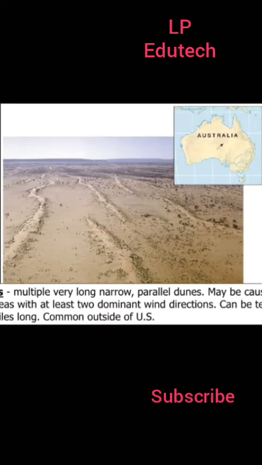Then next we have seifs. Now what is a seif? It is multiple, very long, narrow, parallel dunes. Just keep in mind, it is many very long narrow parallel dunes. It may be caused in areas with at least two dominant wind directions, can be tens of miles long, commonly outside of the US. It is caused by the winds coming from two directions. So this is an example of seifs.